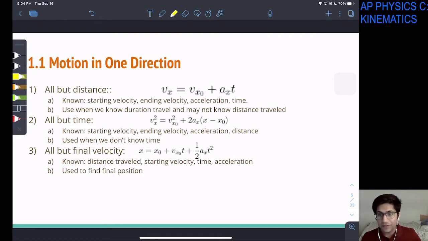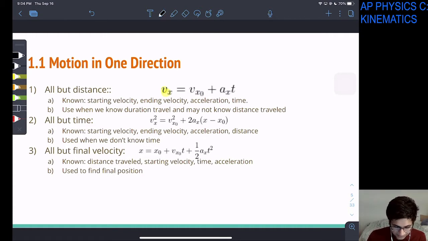You can think of this as the one with all but distance. This one's pretty easy: your final velocity is equal to your initial velocity plus your acceleration times time. So if you see a problem and you don't know anything about your distance traveled, this might be the equation to use. It doesn't have any distance in it.